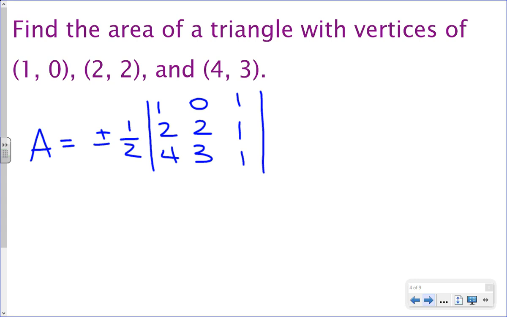Now it actually does not matter which rows are which. It only matters that your x-y coordinates are together in the row. Okay? You cannot multiply by 1/2 until the very end. So let's find our determinant first. So our area is plus or minus 1/2 times.